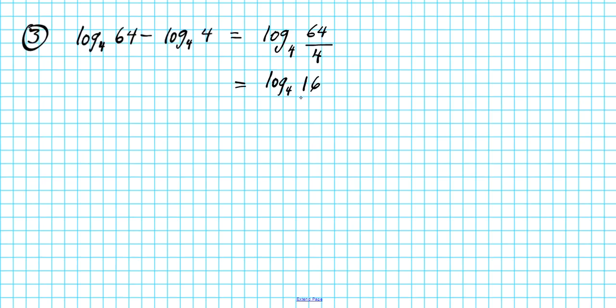Now can I write 16 as a power of 4 so that I can apply the inverse property of logarithms to simplify the expression? Well, let's see. 4 to the 0th power is 1. 4 to the first power is 4. 4 to the second power is 16. So it can be done. Let's go ahead and apply that. We have log base 4 of 4 to the second power. Since these two match, they cancel each other out, and we're left with 2 as our final result.